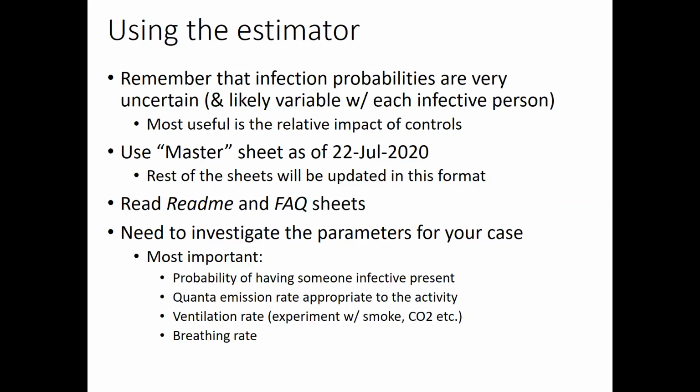Okay? As of today, the 22nd of July, you should use the master sheet, which I have. Basically, the calculation is the same, but I have just tried to make it a lot clearer based on the feedback I get, what people find confusing. You should read the README page and the frequently asked questions sheets. I understand they're long, but at least look through the headings about what's being discussed. I get many questions that are already answered there. And many people use the estimator and get the wrong answer. And in general, it's because they haven't taken the time to think about the details and to read about it.